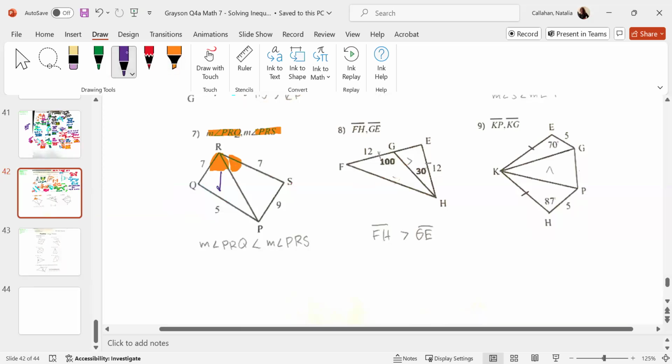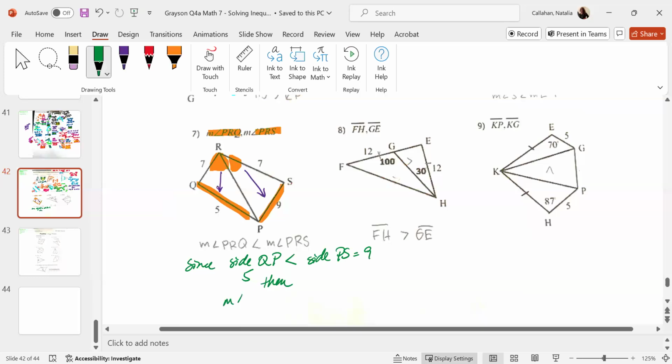Well, let's take a look. Opposite of that are these two sides, right? So you can say something like, since side QP is less than side, and we put 5 down there, right, side PS, which is 9, right, then measurement angle PRQ, because you want to use the same, obviously, name and title, right, as measurement angle PRS.